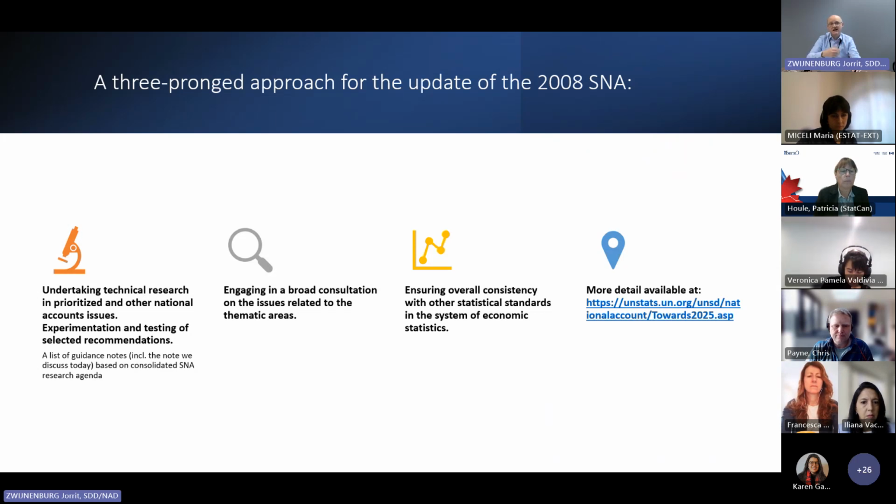We have been undertaking technical research involving a lot of experts to develop specific recommendations, also doing experimentation and testing to see whether the recommendations are feasible. So this has all been included in guidance notes. These guidance notes have been circulated for a global consultation to get the feedback from compilers, from users, to see if this is indeed addressing the relevant concerns and is feasible from a compiler perspective. Also, close collaboration with other statistical domains to make sure that we all have consistent recommendations on how to approach specific issues. And this slide also includes a link where you may find more information.